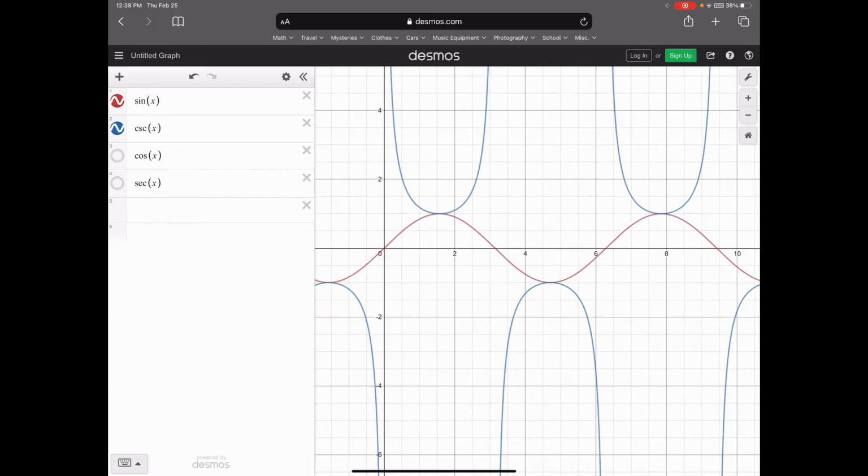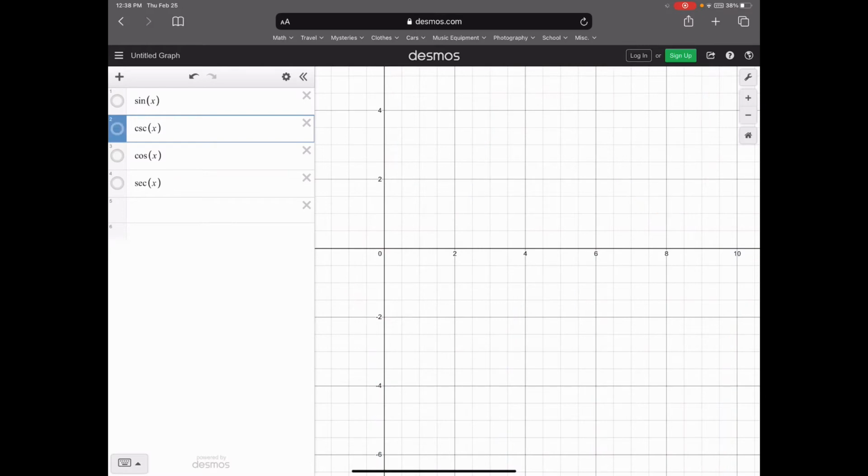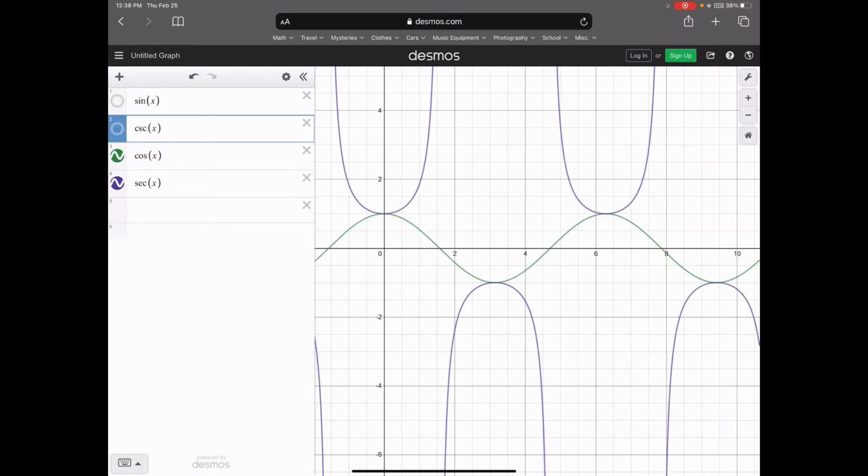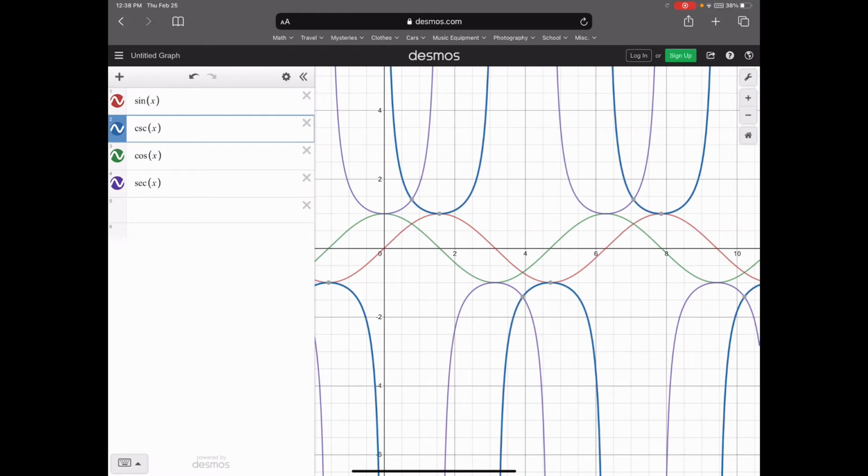And then if I look at cosine and secant, they're going to look very similar. They're just shifted over. So there is cosine, and here is secant. It's the same basic thing, just shifted. It's got a phase shift. So if I graph all of those together, you can see they're just slightly out of phase.